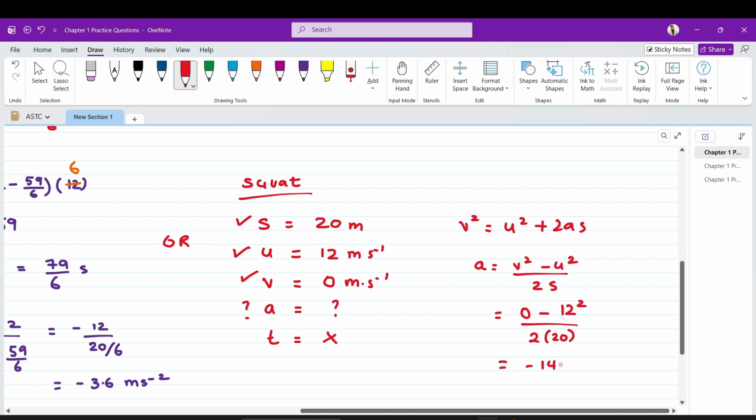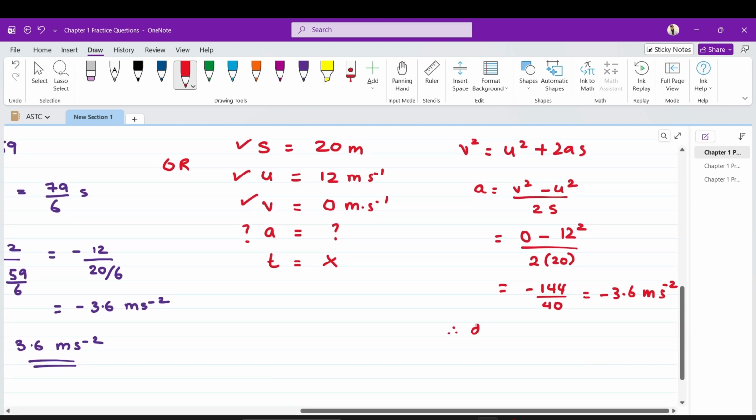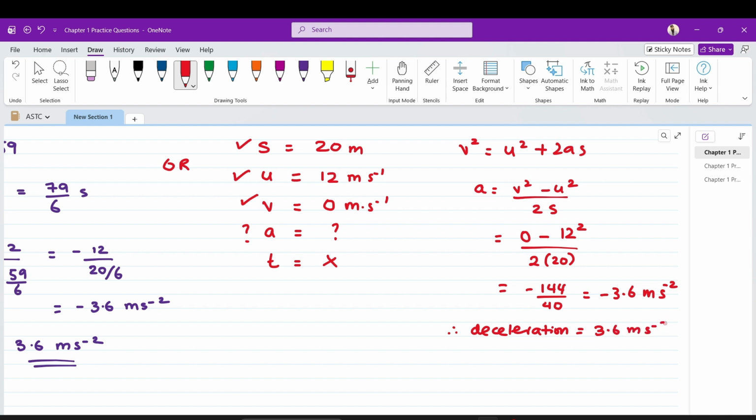That will be minus 144 divided by 40, and that will also give us minus 3.6 meters per second square. So therefore, deceleration is equal to 3.6 meters per second square. Okay. All right. So that was question number one.